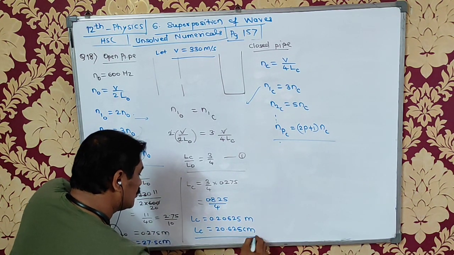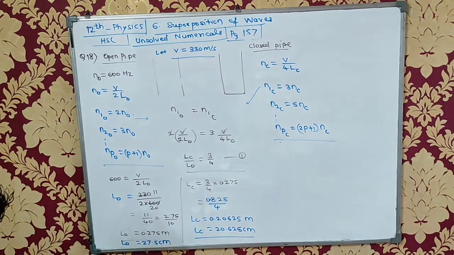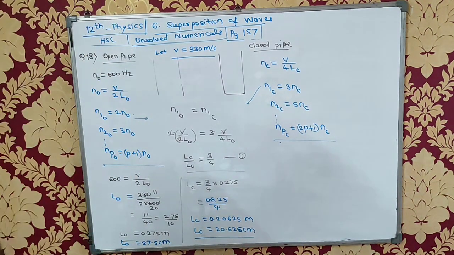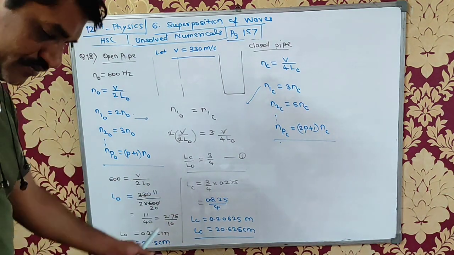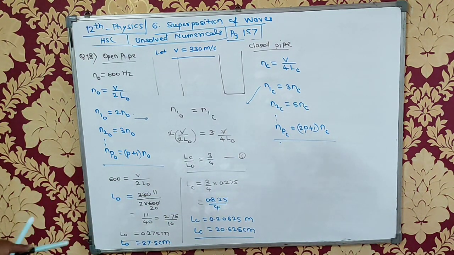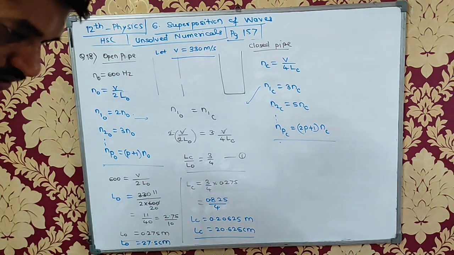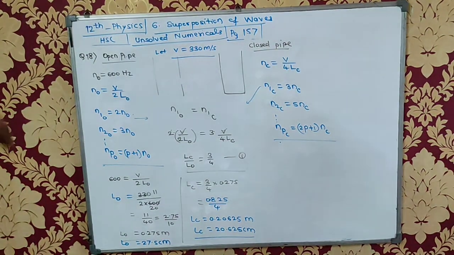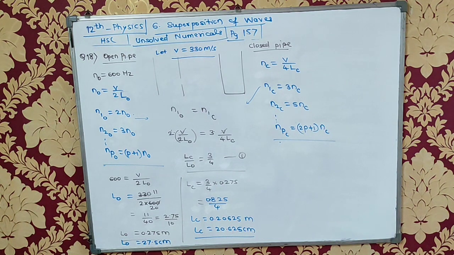This is the length of the closed pipe and length of the open pipe. Is that okay? 20.63 is length of the closed pipe and open pipe length is 27.5 centimeter. I think that's what the answer is given there. You see? Any doubts about this? No.